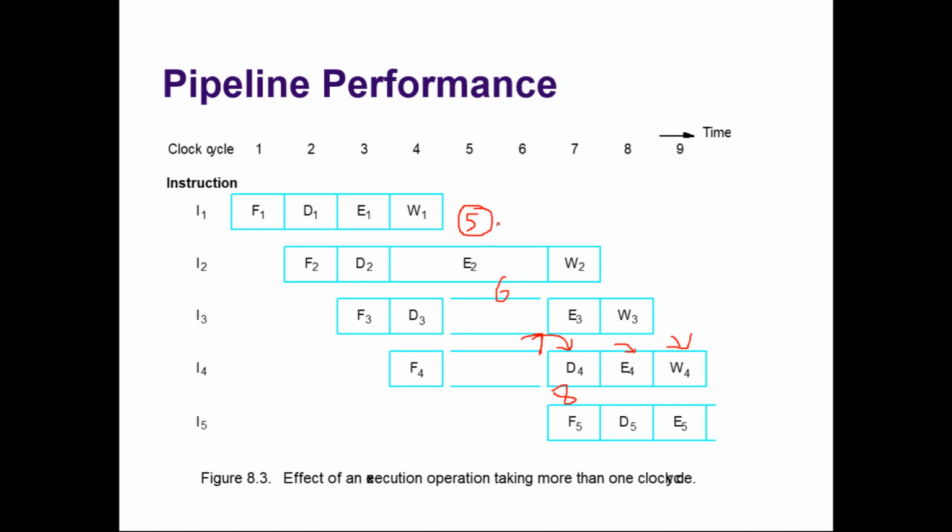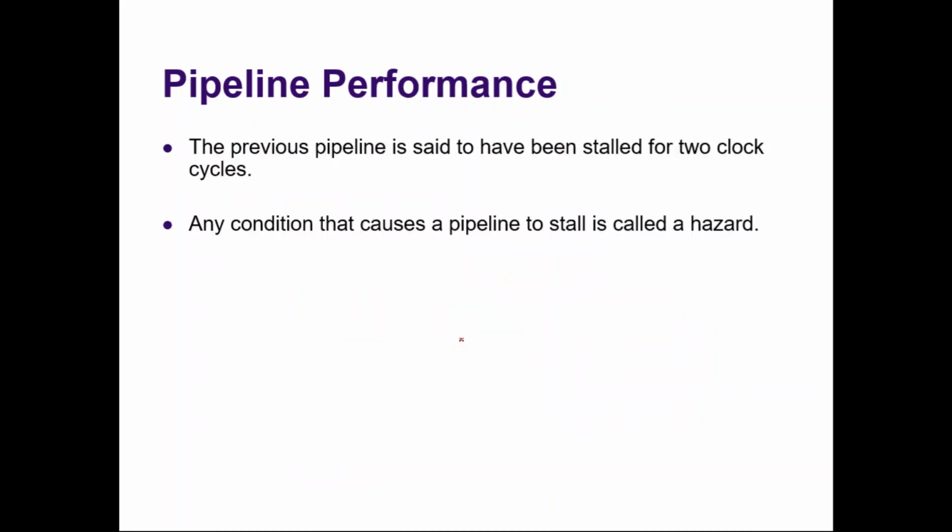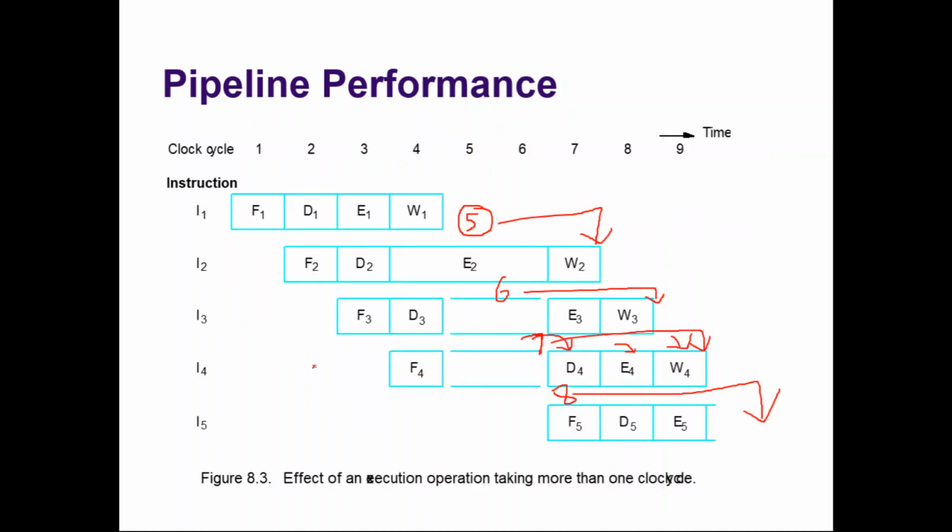Instruction 2, which is supposed to complete at the 5th, is completing at the 7th. Instruction 3, which is supposed to complete at the 6th, is completing at the 8th. Instruction 4, which is supposed to complete at the 7th clock cycle, is completing at the 9th. Instruction 5, which is supposed to complete at the 8th clock cycle, is completing at the 10th. So now all instructions are delayed by 2 clock cycles. So there are two things. One is delay: instruction 2 is delayed by 2 clock cycles. These things are stalled. That unit itself is stalled.